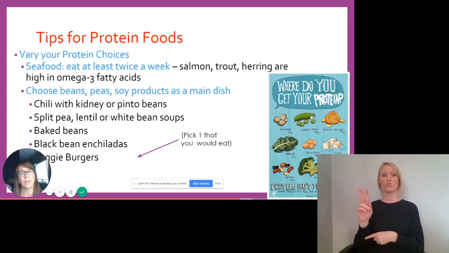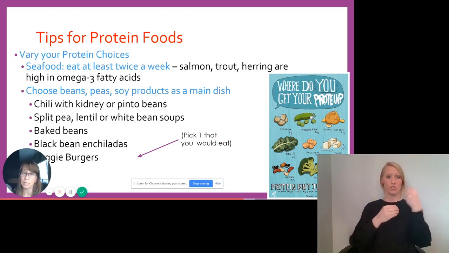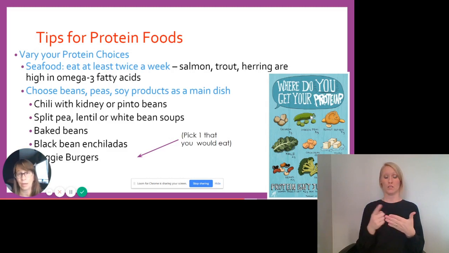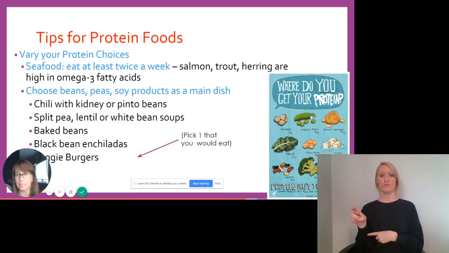The reason being is that fish have omega-3 fatty acids, which are really good for our brain and nervous system. So getting your fish intake at least twice a week is what's recommended. I know that I'm guilty in that I don't nearly get that much. But salmon, trout, herring are all high in omega-3 fatty acids.